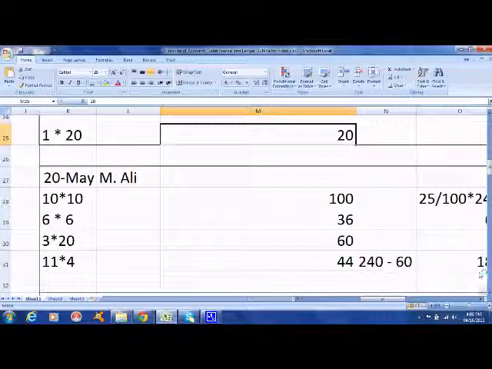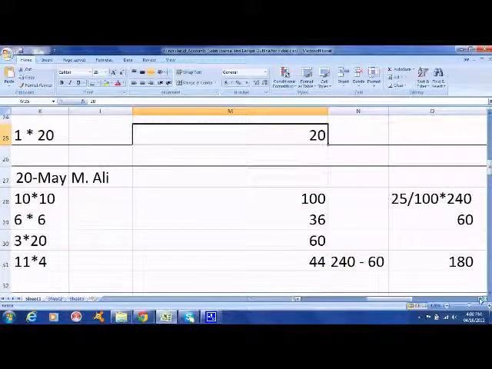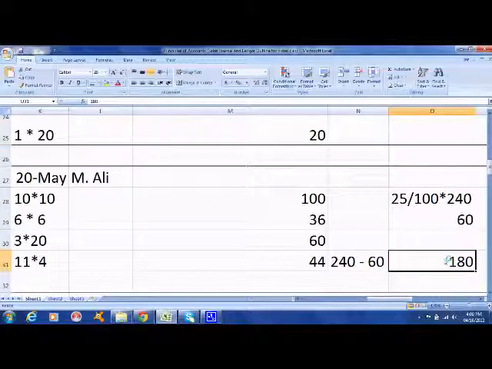Now we're going to find 25%, because of the less trade discount of 25%. 25% of 240 is 60, and minus that 60 from 240 is 180. This 180 will go into your sales journal.